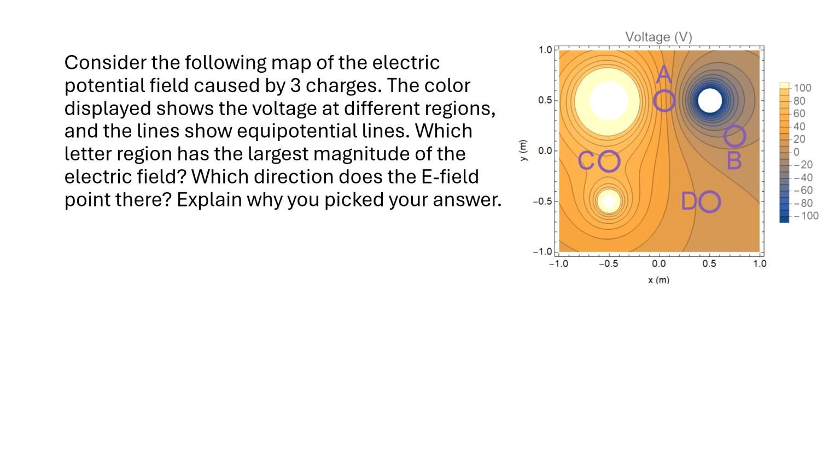Consider the following map of the electric potential field caused by three charges. The color displayed shows the voltage at different regions, and the lines show the equipotential lines. Which letter region has the largest magnitude of the electric field? Which direction does the electric field point there? Explain why you picked that answer.